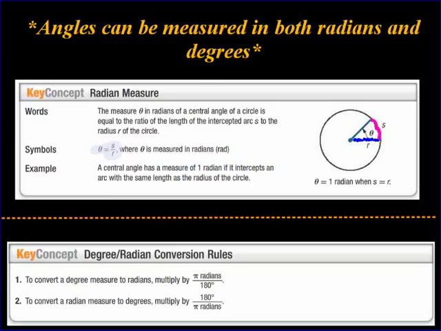And so now what we need to do is be able to convert between the two. And so if you notice, we have some conversions below. And it says to convert degrees to radians, what we are going to do is multiply by pi over 180. Okay, so to convert from degrees to radians, we're going to multiply by pi over 180. Now we're going to convert radians to degrees. We're going to multiply by 180 divided by pi.